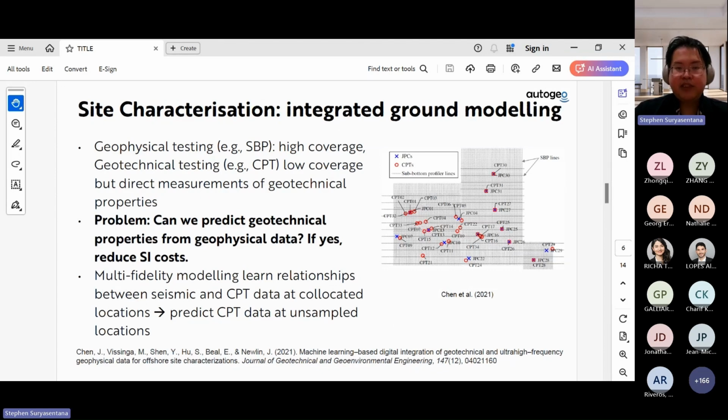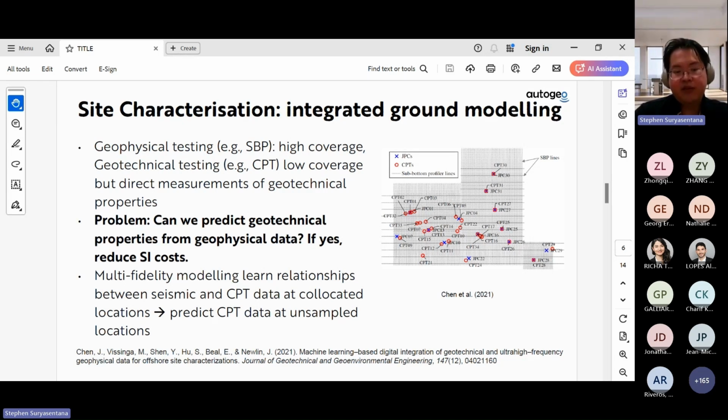So for large projects such as offshore wind farms, there is an increasing desire to reduce the cost of site investigations by leveraging more on geophysical data, which are cheaper to acquire than geotechnical data. If you look at the figure on the right, you can see that geophysical testing, such as SBP, provides very high coverage, but they don't actually directly measure the geotechnical properties which are necessary for engineering design. In contrast, geotechnical testing, such as CPT, provide direct measurements of the geotechnical properties that we are interested in, but they are very limited in coverage.